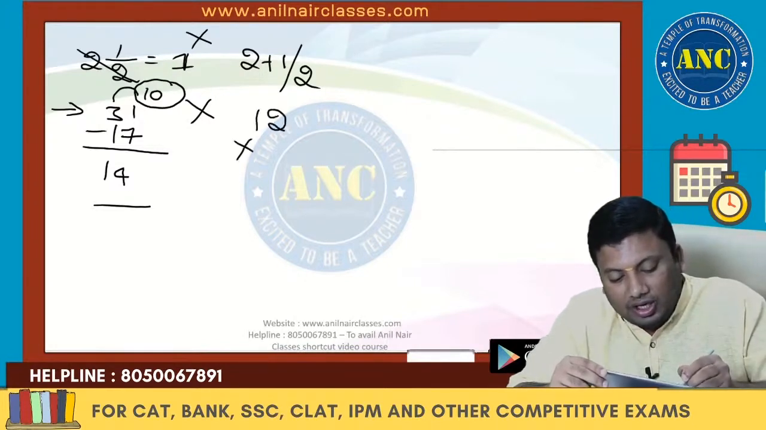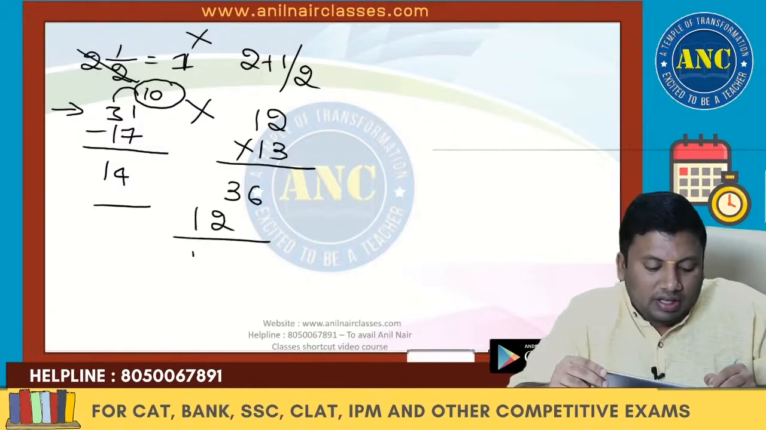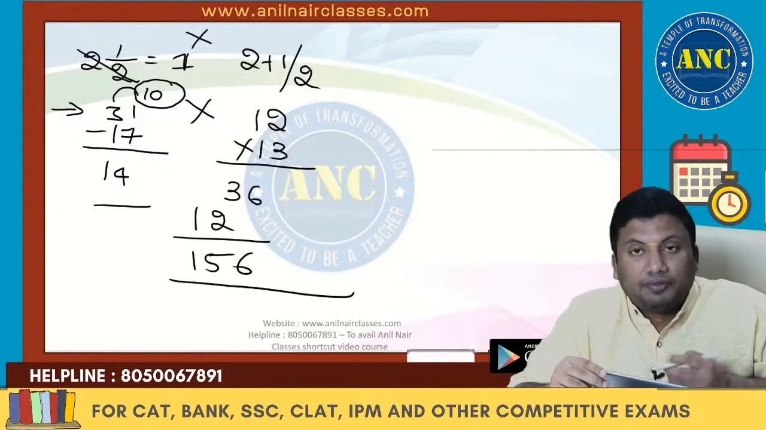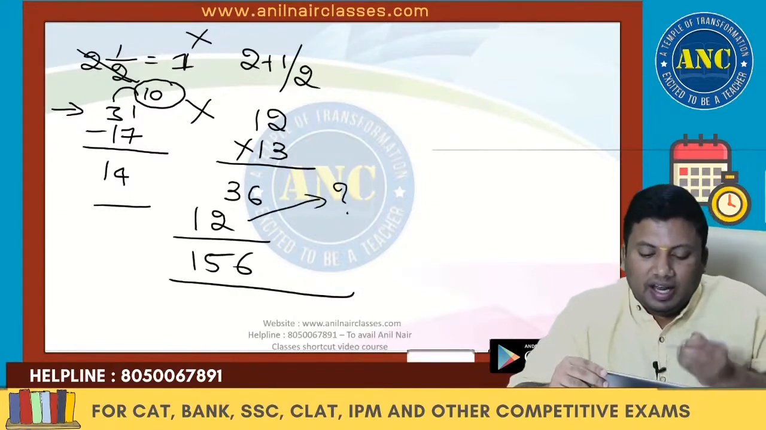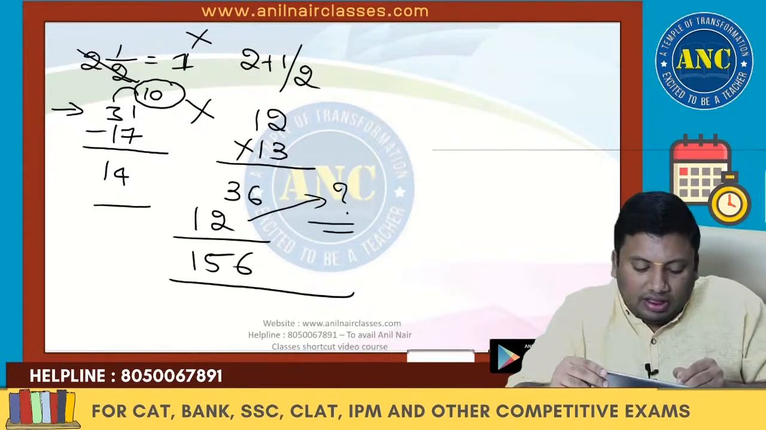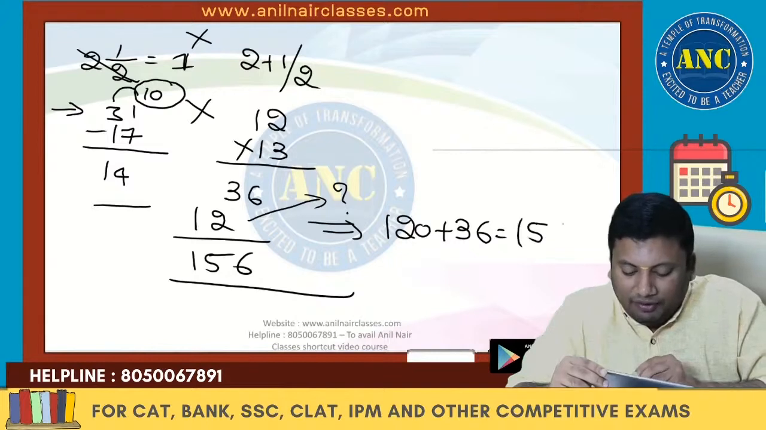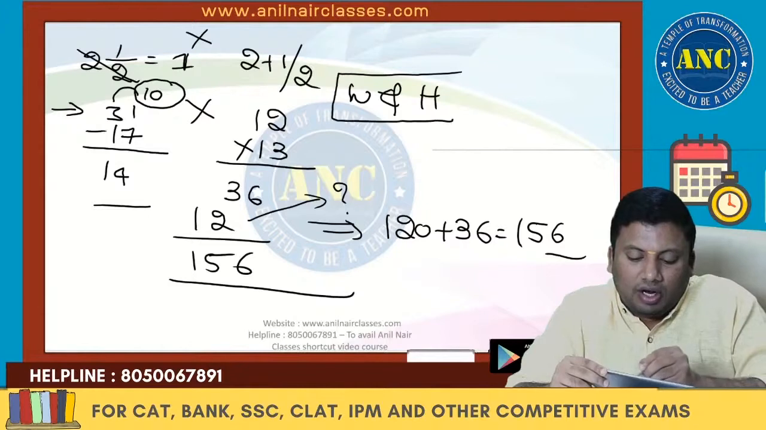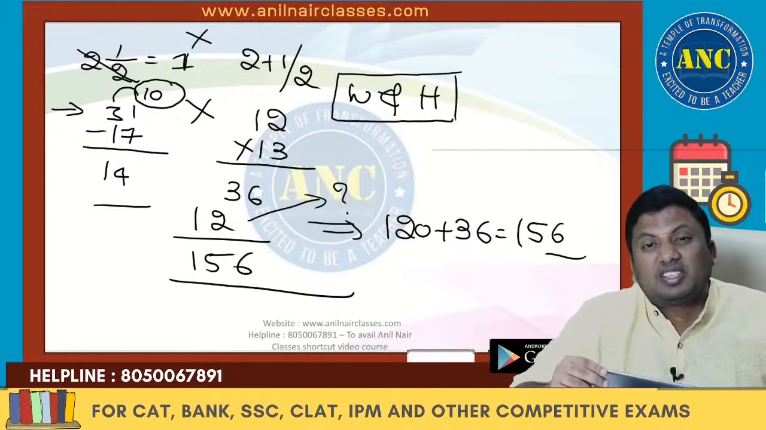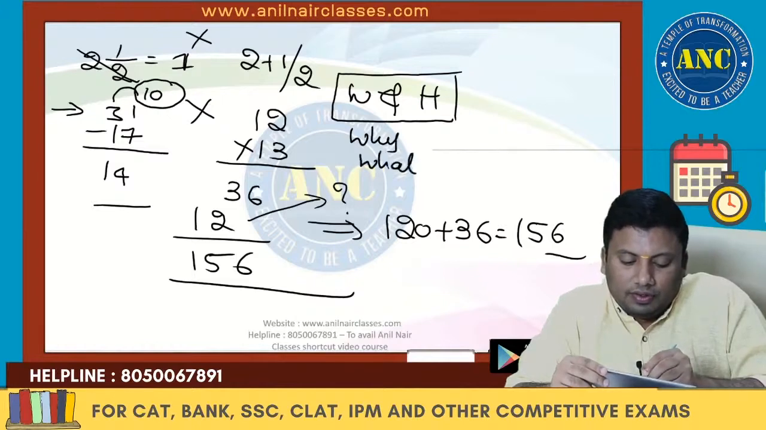12 into 13. This is 36 and this is 12. This is nothing but 156. Till 5th class, I did not understand why they are leaving this gap. Then I realized that this is nothing but 120 plus 36, which is nothing but 156. These Why, What, When, Where and How questions are what our macular education system does not focus on.